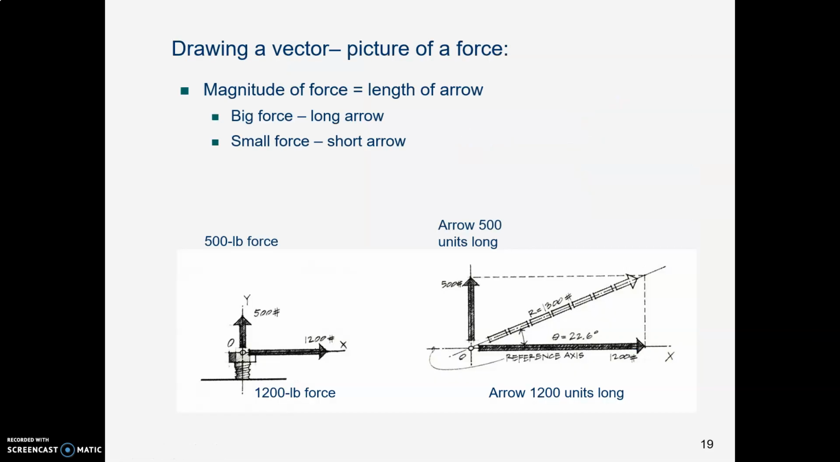Now, when you draw a picture of a force, here's what you do. You look at what angle the force is pointing and you draw your arrow that direction, but then you make the length of your arrow match the magnitude of the force. So if you have a 500-pound force pulling straight up, you draw an arrow 500 units long straight up. If you have a force of 1,200 pounds pulling sideways, you draw an arrow 1,200 units long pulling sideways.